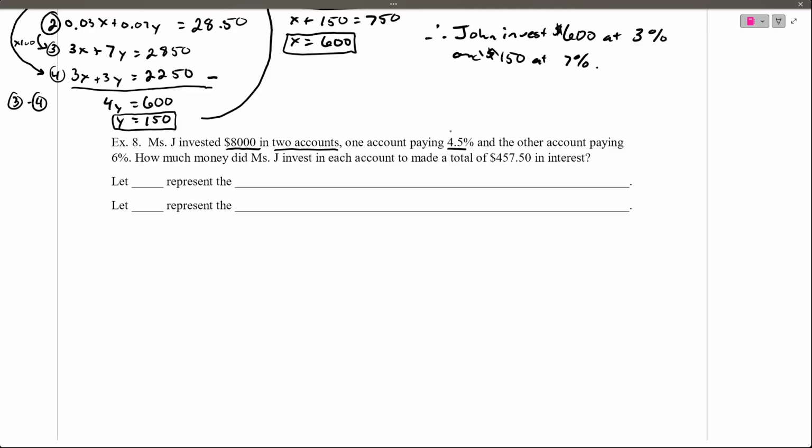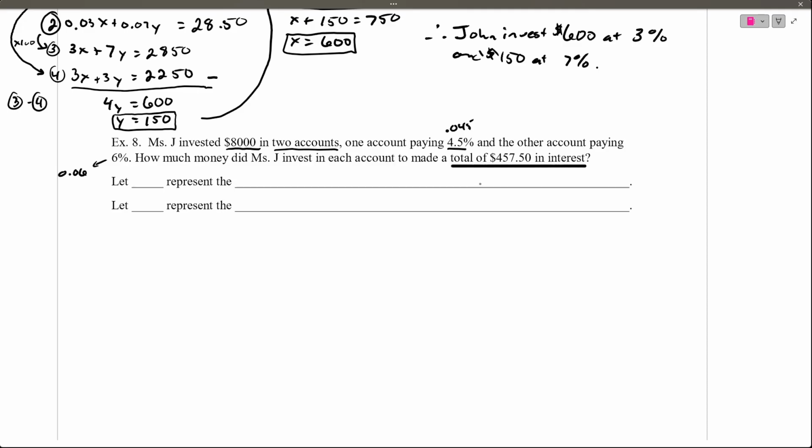That's another way of saying 0.045. Okay. And the other account is paying 6%. Well, that's the same thing as saying 0.06. How much money did Miss J invest in each account to make a total of $457.50 in interest?